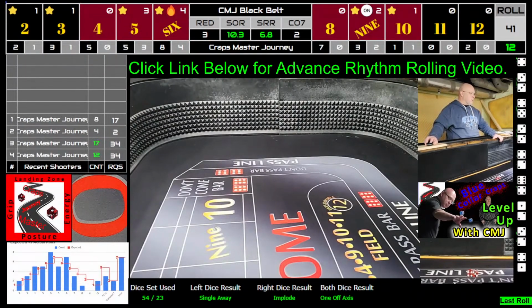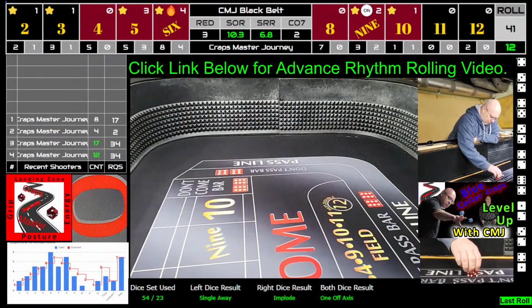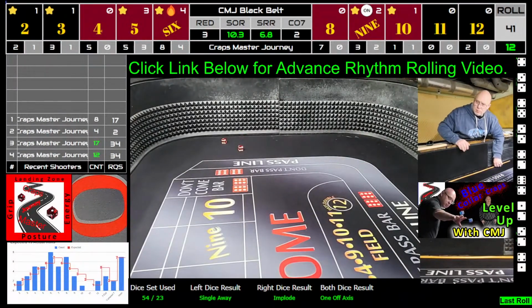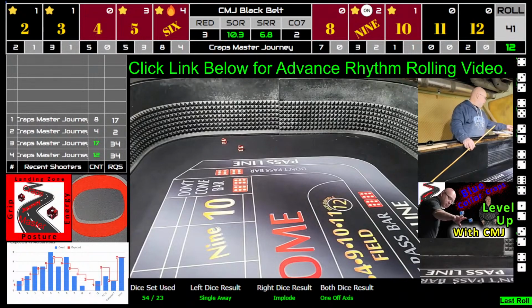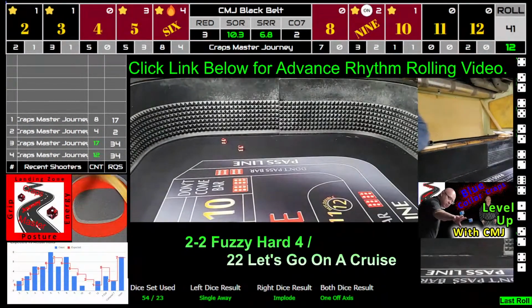And all bets set. Still looking for that 4, still looking for that 9. And Glenn wants me to throw a hard 6 or a hard 8. I'll give you a hard 4 there, Glenn. That's going to be a 2-2. Brian from Holy Roller. Another double pitch of the dice. 5, 4, 2, 3, 2, 2, hard 4.